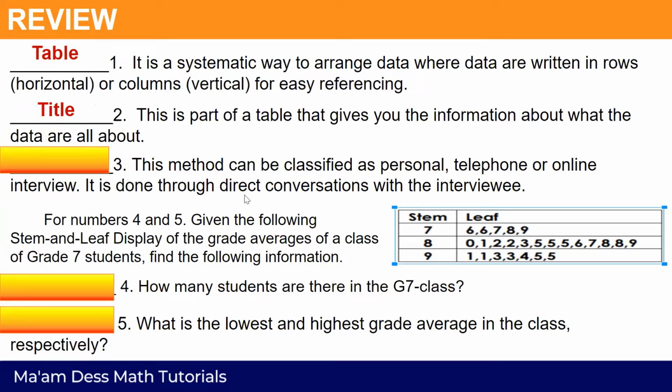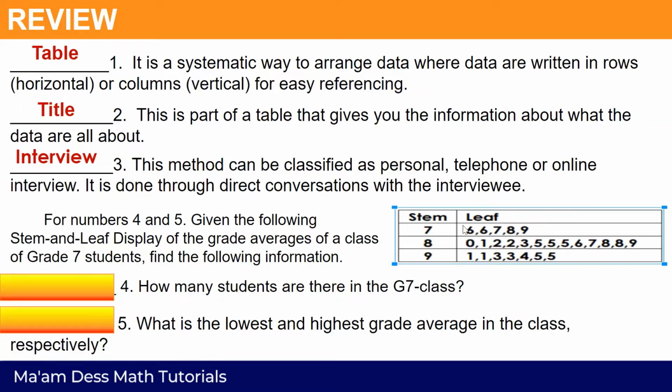It is done through direct conversations with the interviewee. The answer is interview. Now, for numbers 4 and 5, given the following stem and leaf display of the grade averages of the class of grade 7 students, find the following information.